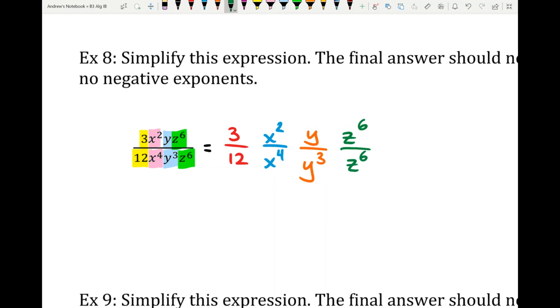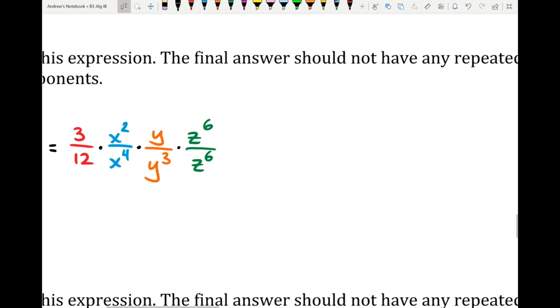Alright, some of the highlighter colors don't come out super nice. Alright, so this is what we've got. All I did was I took this problem that we started off with and I broke it up into those 4 different colored chunks. Then what I'm going to do with this problem is the same thing we did on the last one. I'm going to take it one piece at a time.